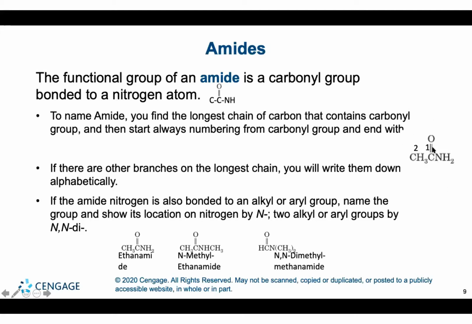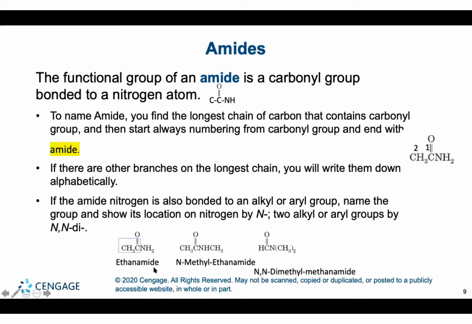Make sure always start numbering from the carbonyl group when you want to number the amide. Start with the carbonyl group always. So it's going to be 1, 2. When we have 2 carbons in the longest chain, it's going to be eth, right? So it's going to be ethane, and we end with amide. We have ethanamide.